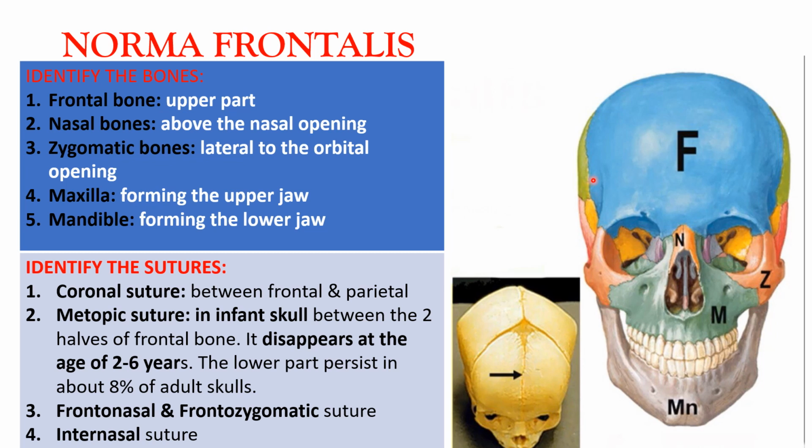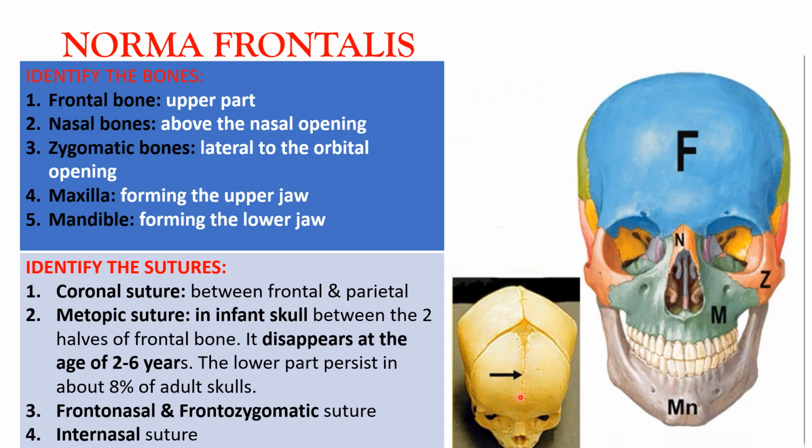coronal suture. Now there's another suture called the metopic suture. The metopic suture, which is usually found in infants. Okay, the infant skull. This is the metopic suture. Usually found between the 2 halves of the frontal bone. So this is the frontal bone. This is one half of the frontal bone. This is another half of the frontal bone. So the metopic suture is usually found in the infant skull, between the 2 halves of the frontal bone, and it disappears at the age of 2 to 6 years. Okay, the lower part persists in about 8% of adult skulls. Now the persistence of this suture may be mistaken for a fracture.